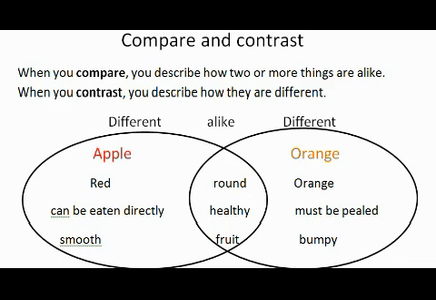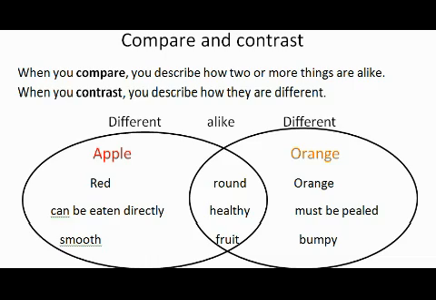So, let's see how we're going to compare and contrast between apple and orange. First, regarding the color, the apple is red. However, the orange color is orange. So, they don't have the same color. Regarding the apple, it can be eaten directly. I don't need to peel it and I can eat its skin. However, the orange must be peeled. I cannot eat the orange directly through its skin or without peeling it.